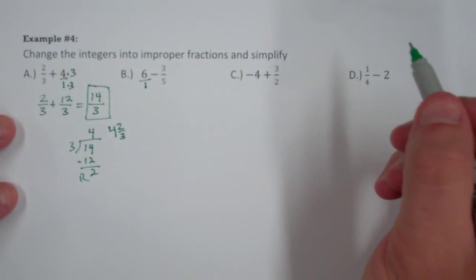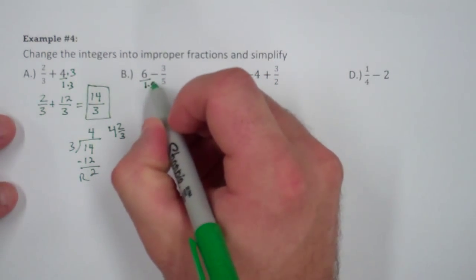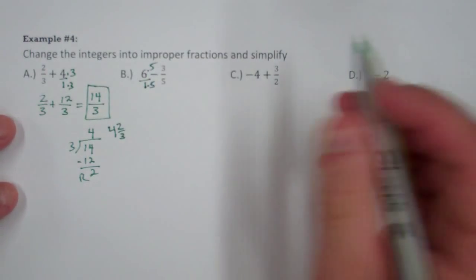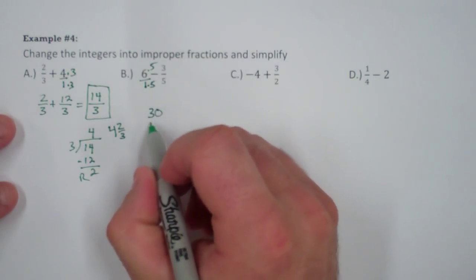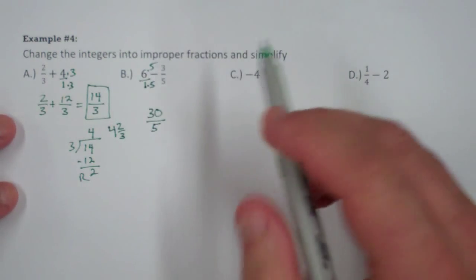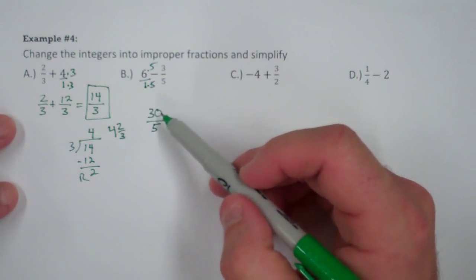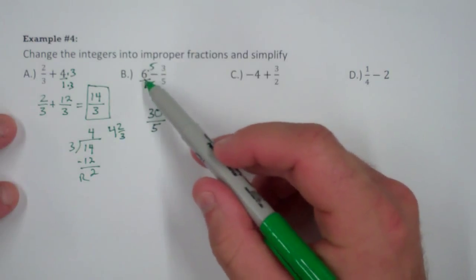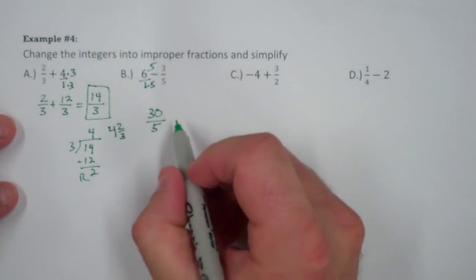6 can be rewritten as 6 over 1. We're going to need to multiply the bottom by 5 and the top by 5. So we'll change 6 into 30 over 5. Remember, we're not changing its value, we're just changing the way it looks. If you did 30 divided by 5, you'd get 6, so the value is still the same.